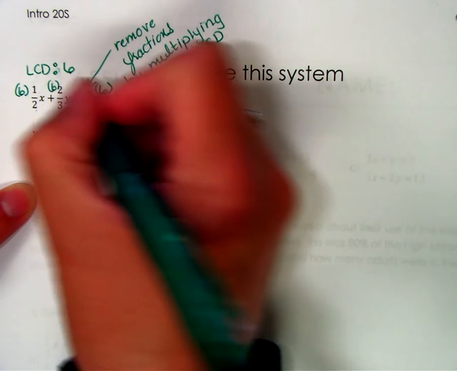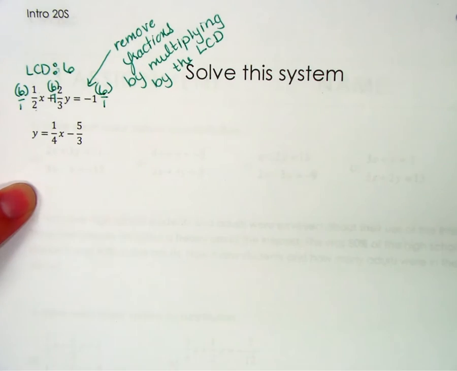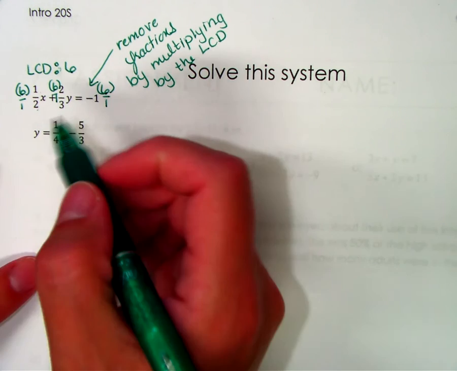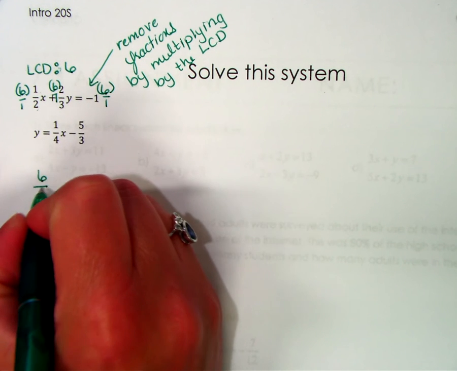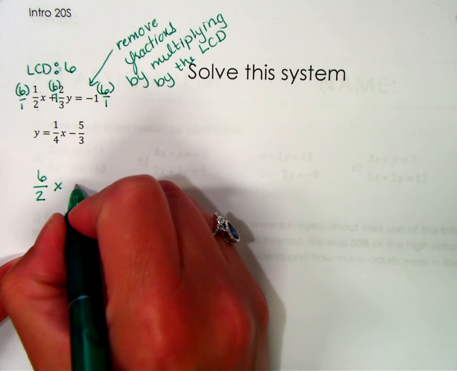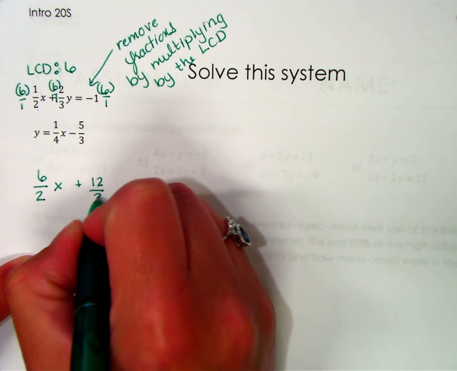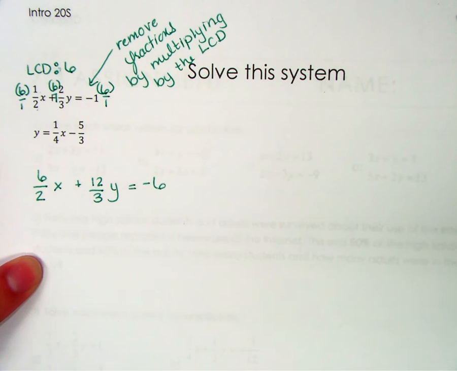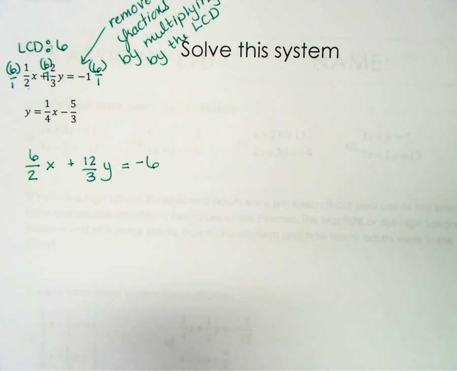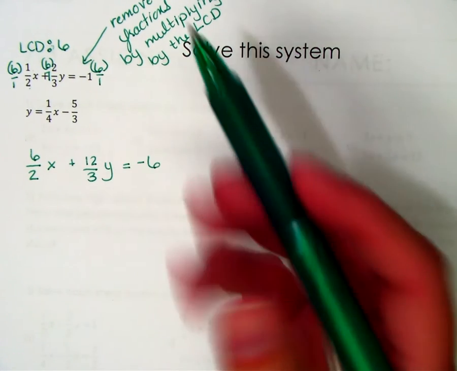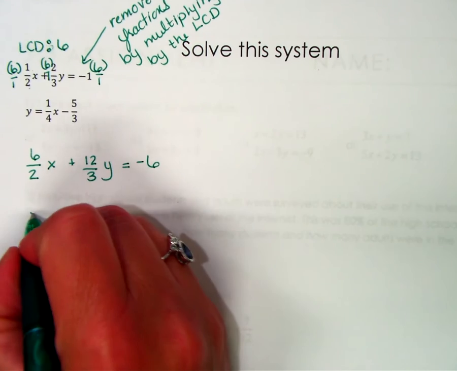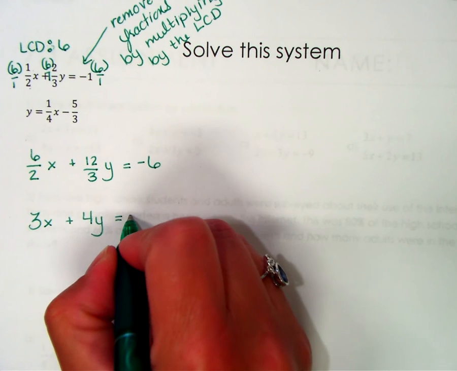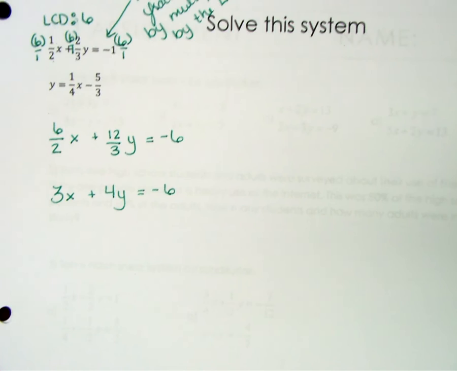Now remember, this is like saying 6 over 1, and that might help you if you write it as a fraction. Oh, that looks terribly messy. So this would be 6 over 2x plus 12 over 3y equals negative 6. And so we can simplify these now. So this is 3x plus 4y equals negative 6. That's so much nicer to work with.